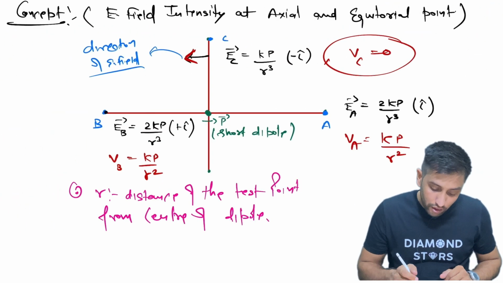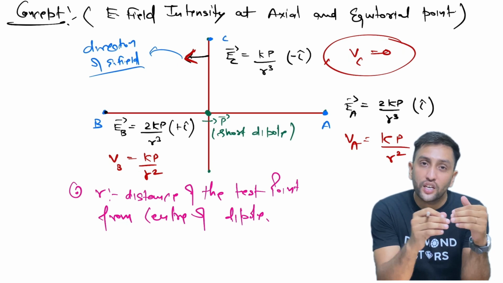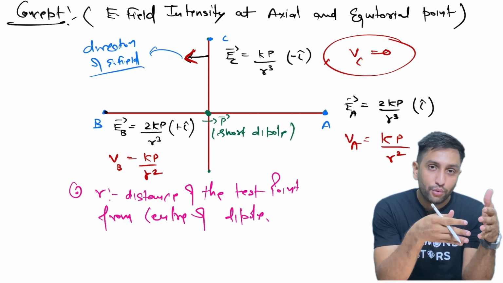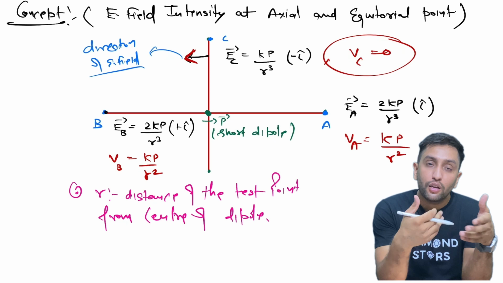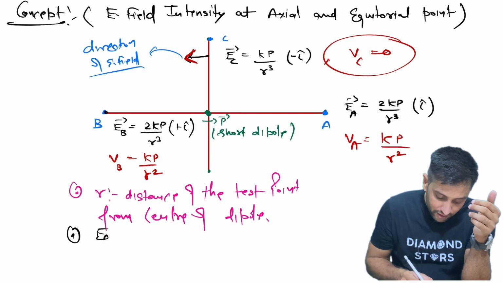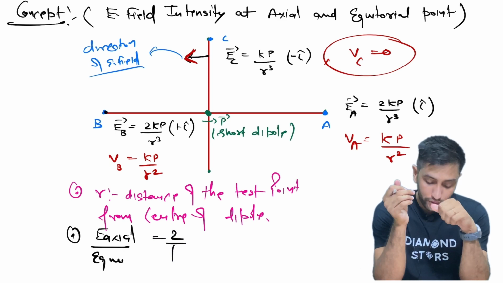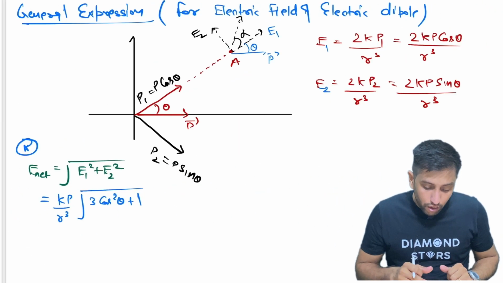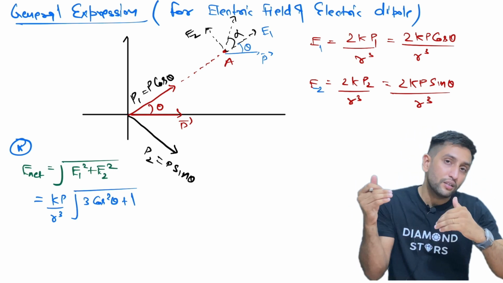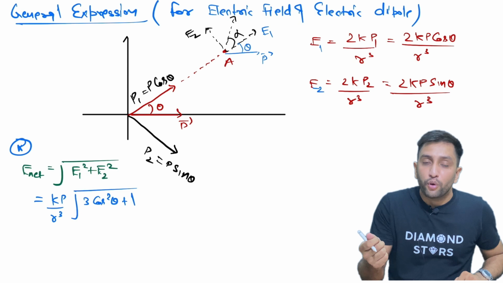So let me come to the topic again. I discussed the axial point and the equatorial point: that is 2kp by r cube at the axial point, and at the equatorial point it is kp by r cube, that is, half of that. So if you take the ratio of E axial to E equatorial, it will come out as 2:1. So the ratio is 2:1. Fine. And please do remember the direction: one is in the opposite direction, one is in the same direction. At the equatorial position the direction will be from positive to negative, and at the axial it will be from negative to positive.